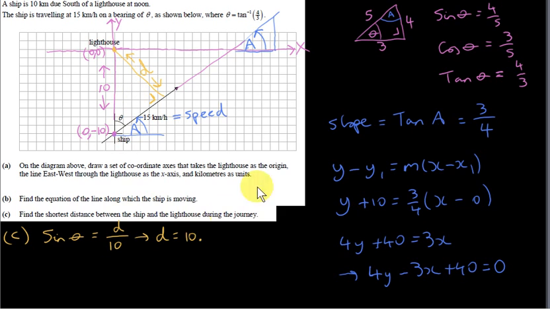Now what is sine of theta? Well, we had that earlier. Sine of theta is 4/5. So we get 2 times 4, which is 8. D is 8 kilometers. Now that's by far the easiest way to do it, I suppose.